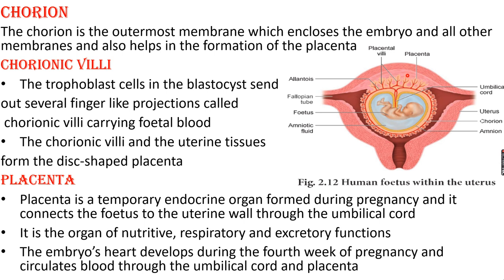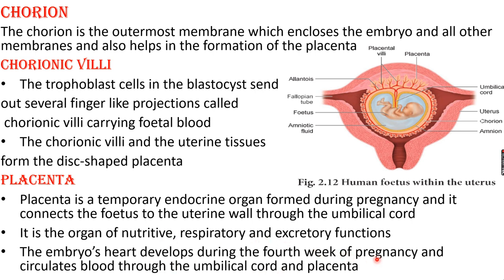The placenta is formed at this stage. So what is a placenta? The placenta is a temporary endocrine organ formed during pregnancy. It connects the fetus to the uterine wall through the umbilical cord. It is a very important organ for nutritive, respiratory and excretory function.